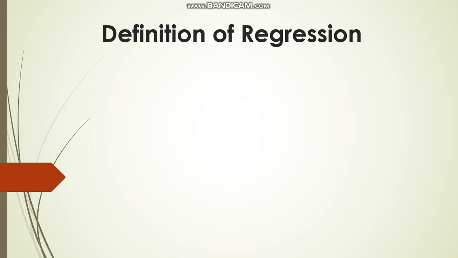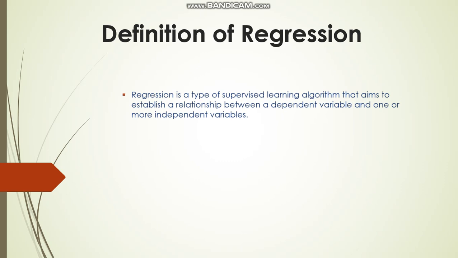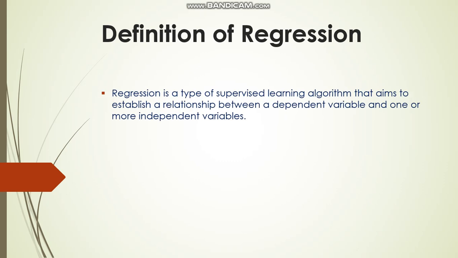So, what exactly is regression in machine learning? Well, regression is a type of supervised learning algorithm that aims to establish a relationship between a dependent variable and one or more independent variables. It is a type of supervised learning.